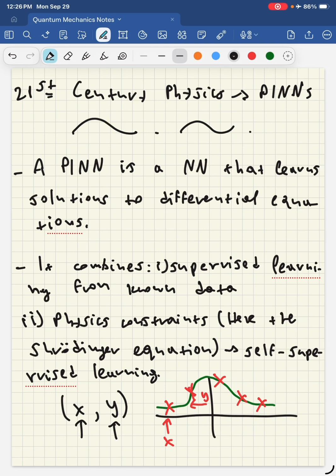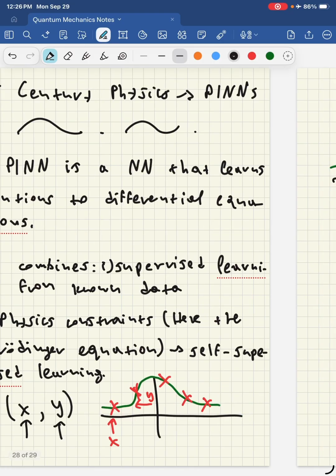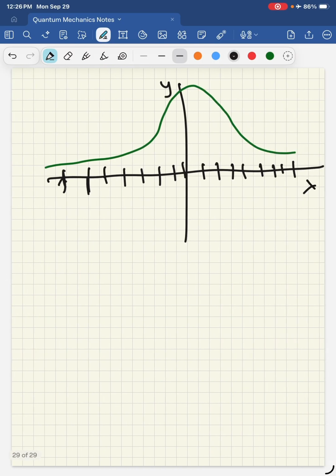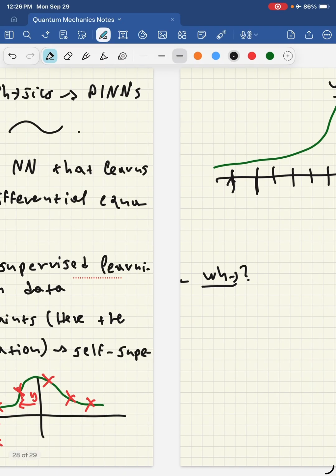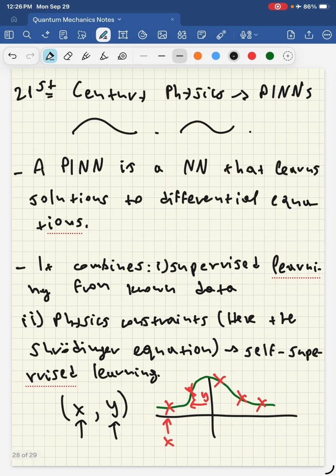a physics-informed neural network predicts solutions to differential equations using partially supervised learning from known data and physics constraints. So why do we do that? Is the next question. So why would you do that? Why not just calculate the function using data and get done with it? Like why not just solve the differential equation and get this data? This is what I'm trying to say.